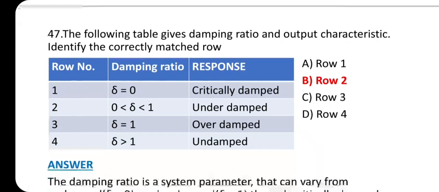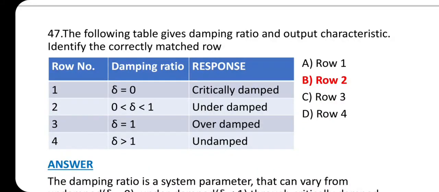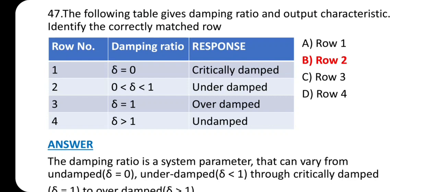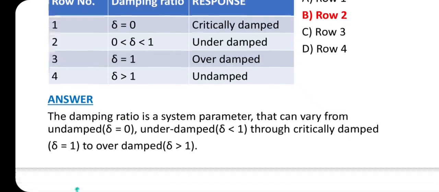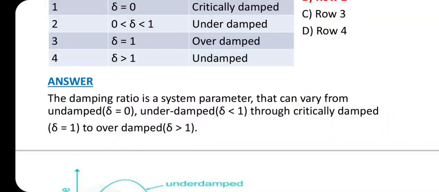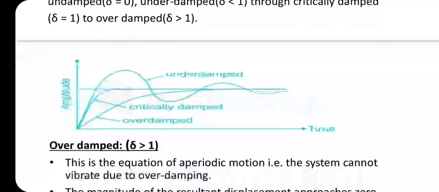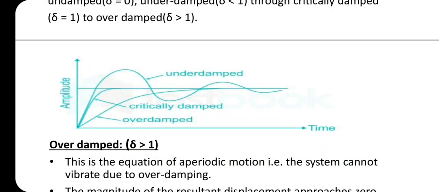Question number 47. The following table gives damping ratio and output characteristics. Identify the correctly matched row. Row number 2 is the correct one. That is, 0 less than delta less than 1 is the underdamped condition. The damping ratio is a system parameter that can vary from undamped, eta equal to 0, underdamped, eta less than 1, through critically damped, that is eta equal to 1, to overdamped, eta greater than 1. The figure shows the 3 damped situations.